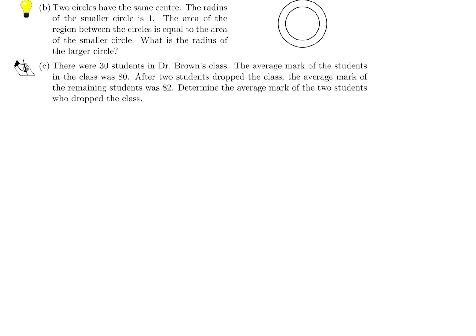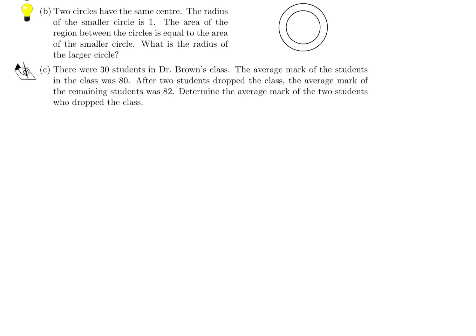Two circles have the same center. The radius of the smaller circle is 1. The area of the region between the circles is equal to the area of the smaller circle. What is the radius of the larger circle? All right, well, we can label the two radii. The first one, they told me, is 1. The second one is what we have to figure out, so we'll call it a big R.